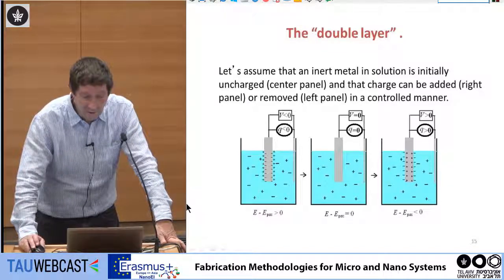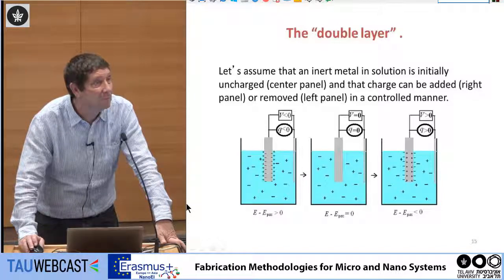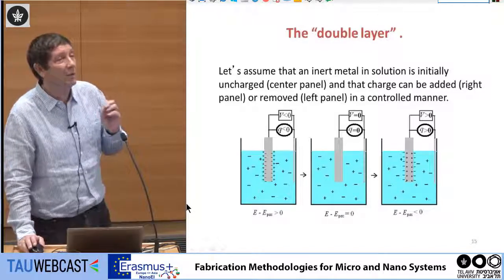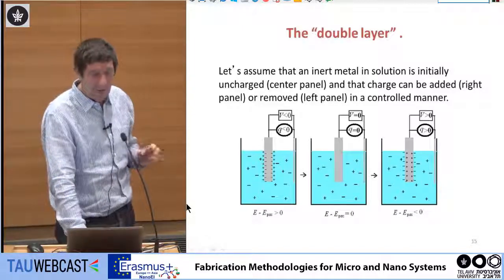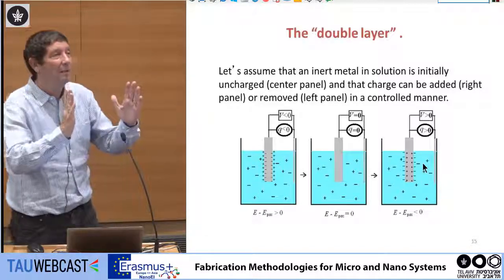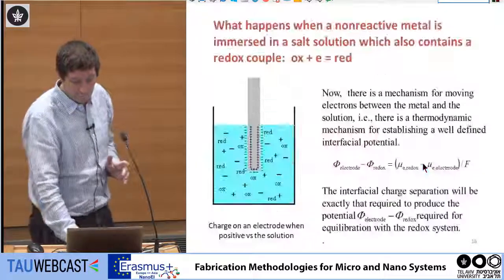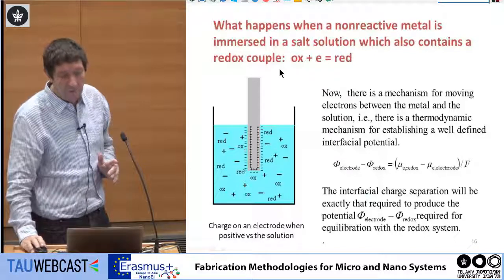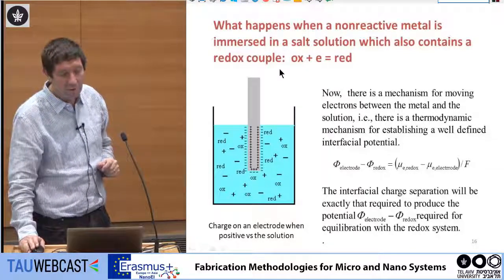But as you can see, the capacitance is between the metal and the solution. It's not between this metal and this metal. And this is the key to electrochemical sensors. We are not dealing with two plates; the capacitance is between the plate and the solution. So what happens when a non-reactive metal is immersed in a salt solution, which also contains a redox couple?